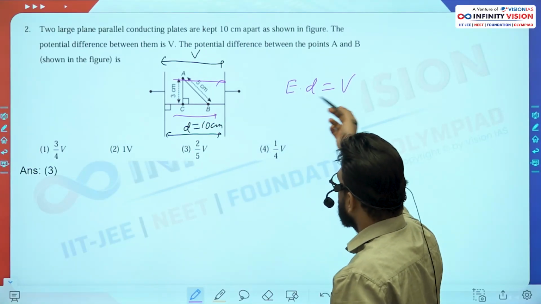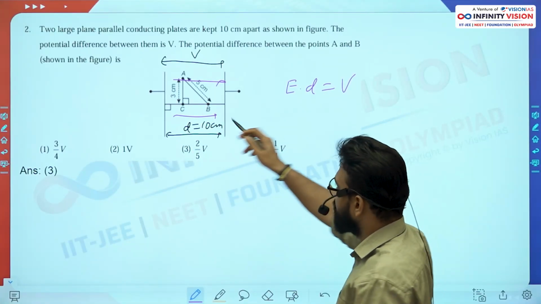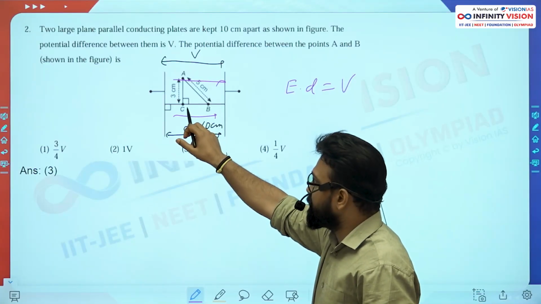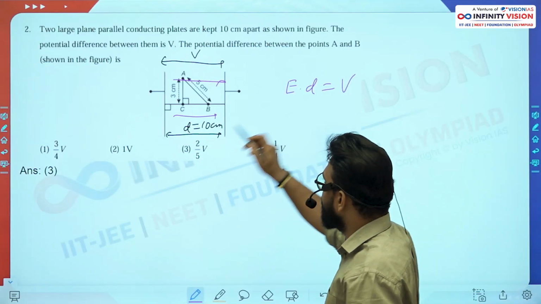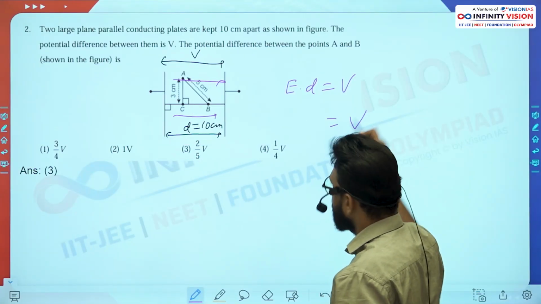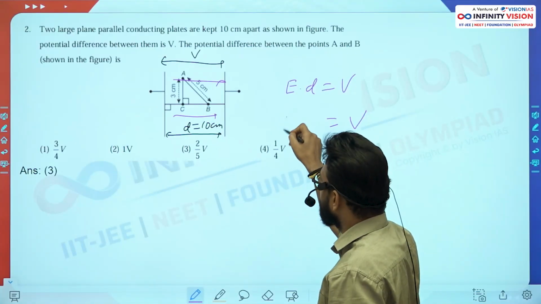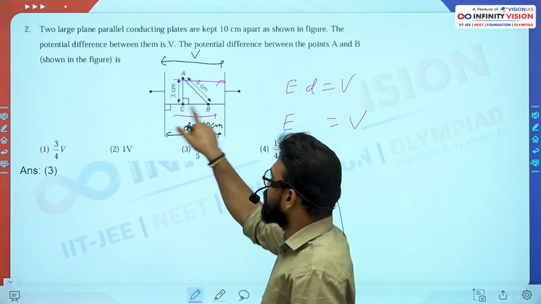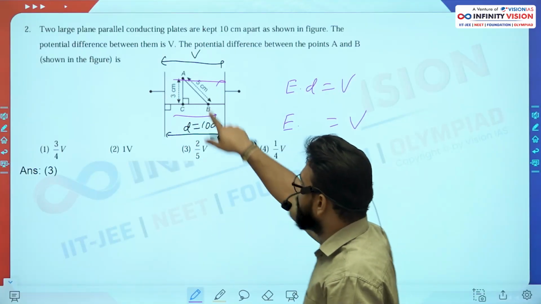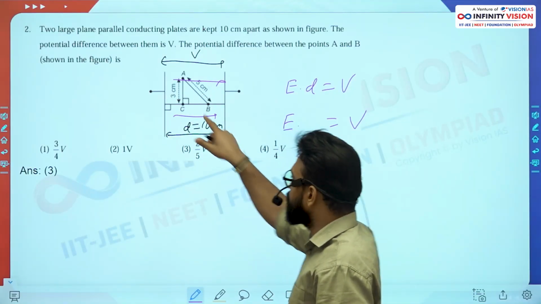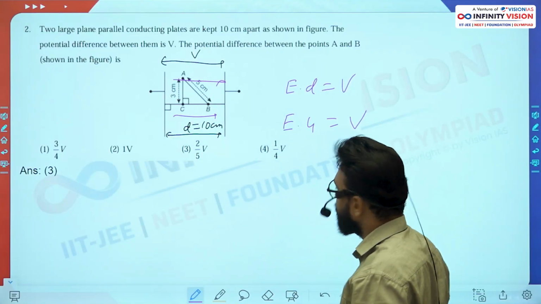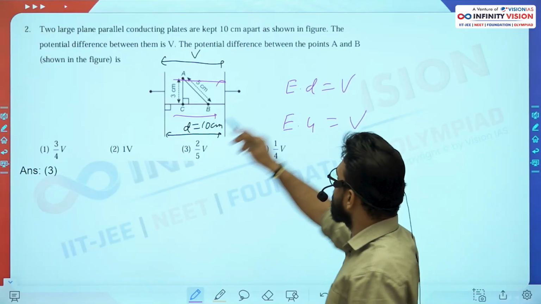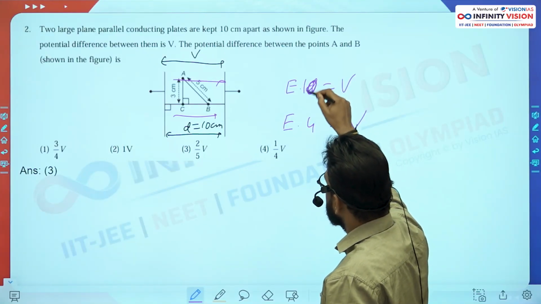So we can easily write it down for the potential difference across C and B, let it be V dash, and the same electric field exists between them, and the difference between these 2 points is, if it is 5, this is 3, so this would be 4. And this D distance is your 10.